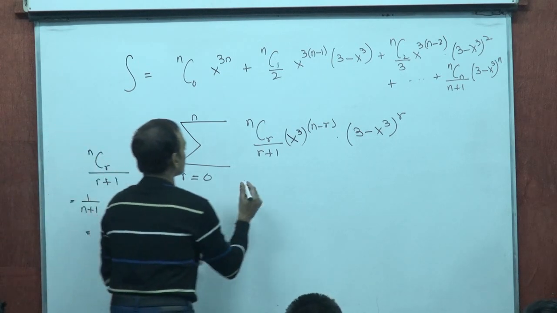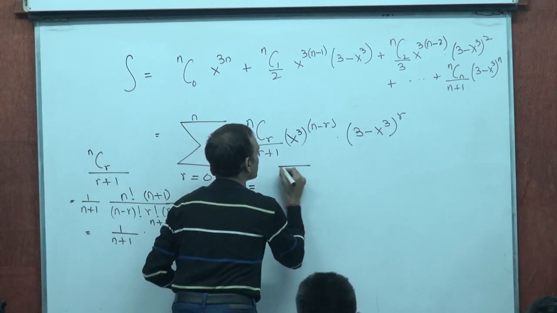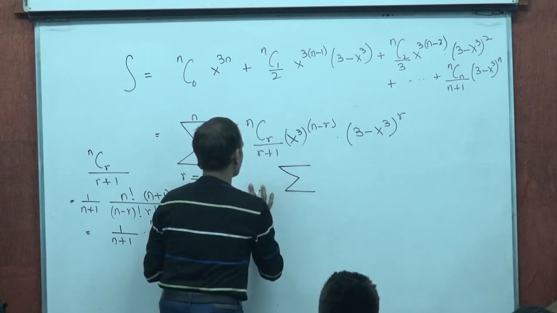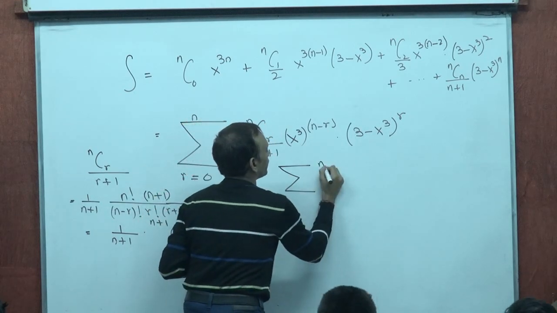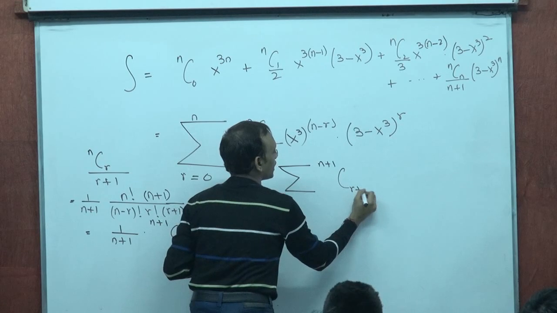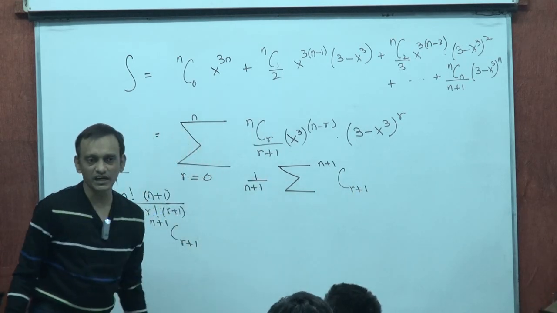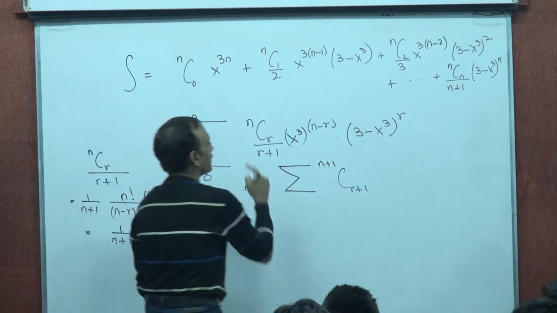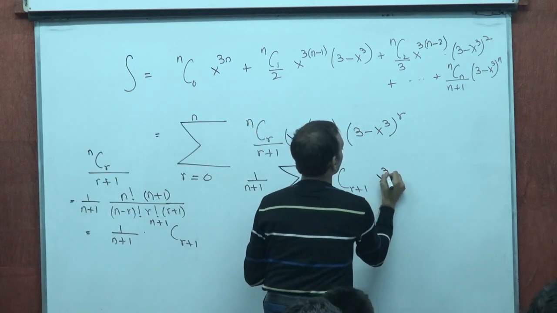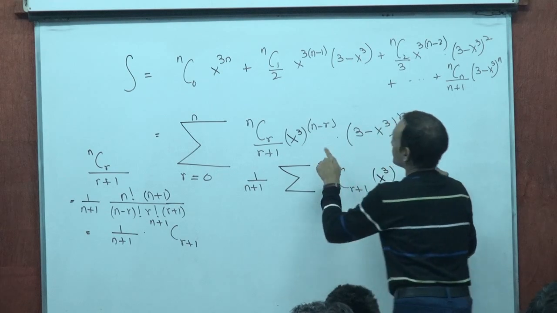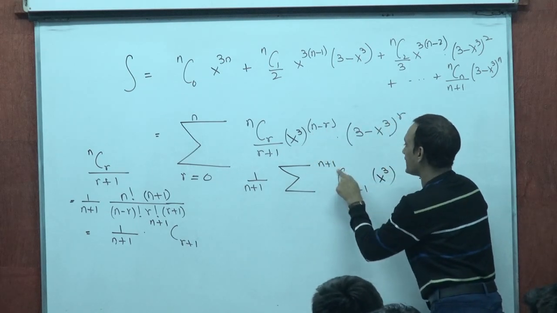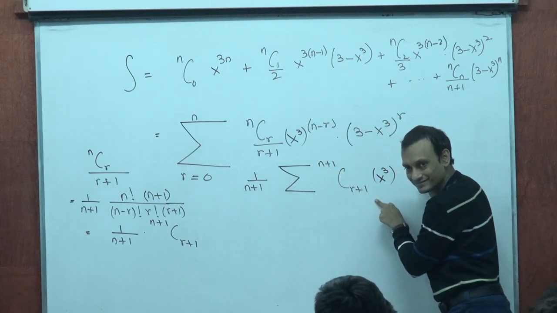So what we do here is, we write this as summation n plus 1 C r plus 1, with the 1 by n plus 1 conveniently pushed out, into x cubed whole to power. This n minus r I can write as n plus 1 minus r plus 1, right?